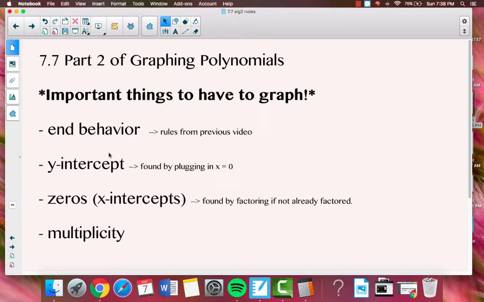So I'm going to show you 3 different examples today where you are going to be able to factor them or they're already factored, and then I'm going to show you one example where they cannot be factored. So sometimes you're not going to be able to use the zeros, but if you can, obviously you want to use them because it's going to make it a lot quicker. And then the last thing is the multiplicity of those zeros, which we're about to talk about.